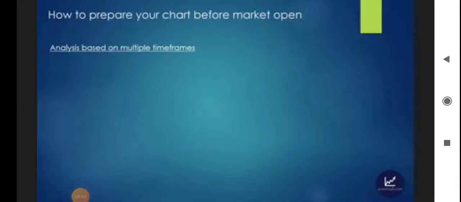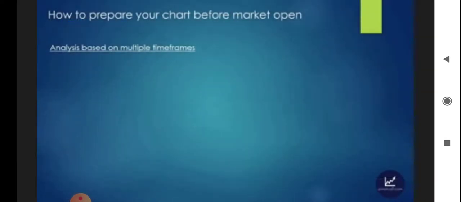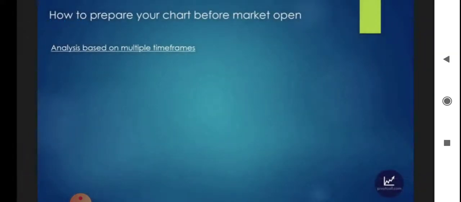Your chart before even market opens. Now we will come to the topic: how to prepare your chart before market opens. You have to prepare your chart before even market opens. Market opens at 9:15, but that doesn't mean that you will open your laptop or computer at 9:15 and then start thinking, should I buy or sell today?